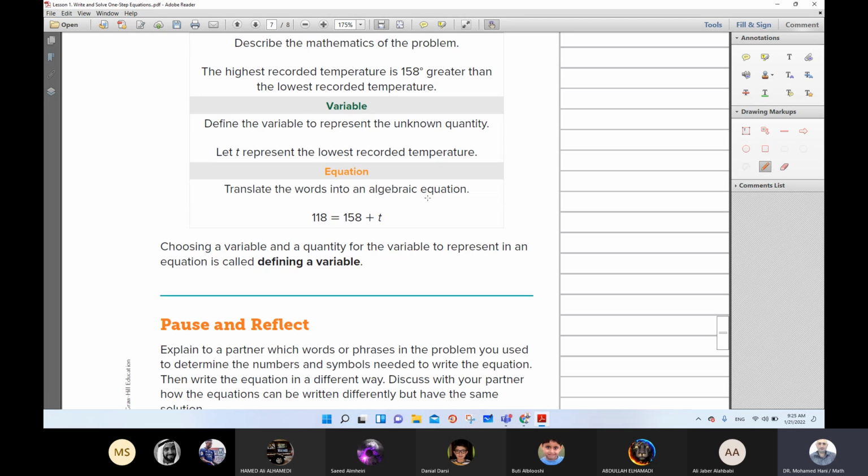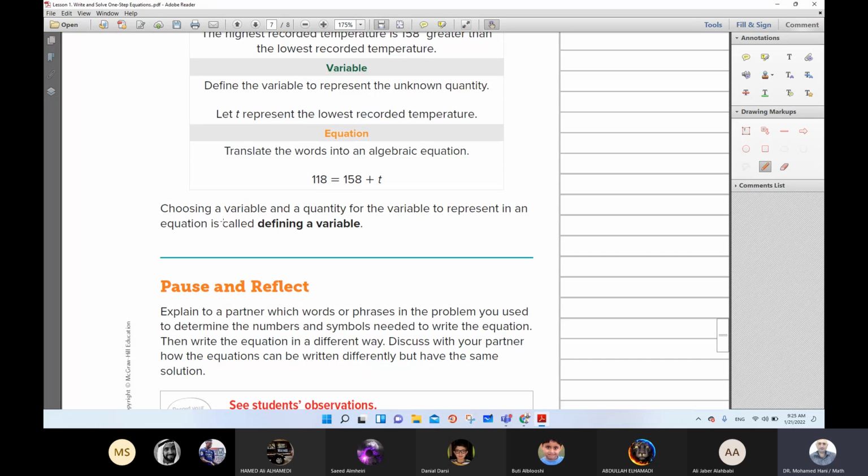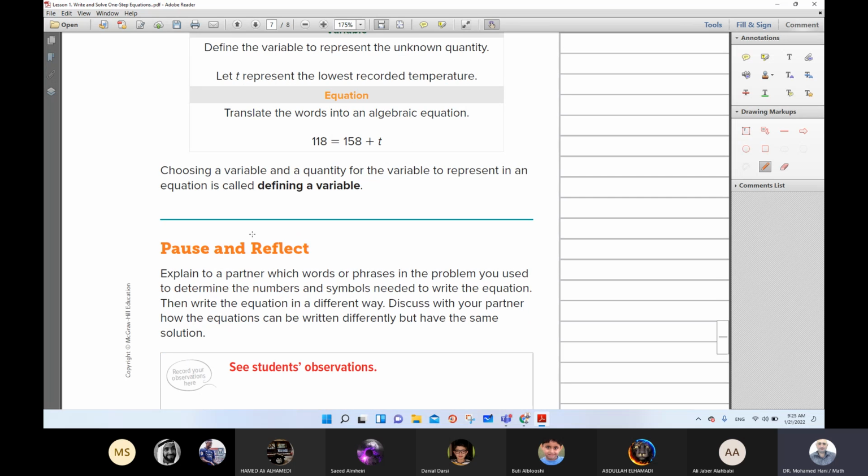Translate the words into an algebraic equation. So we can write 118 equal 158 plus T. T means the lowest recorded temperature. Then choosing a variable and the quantity for the variable to represent in an equation is called defining a variable.